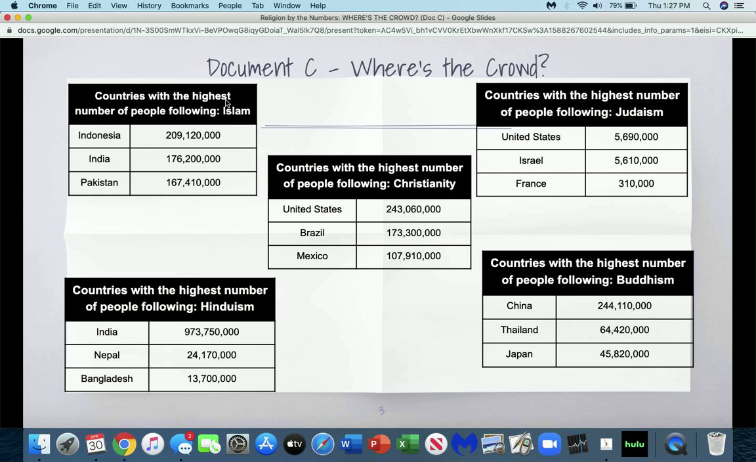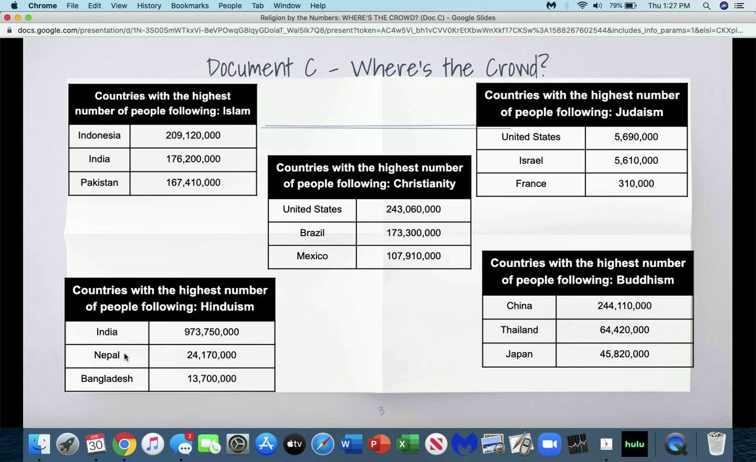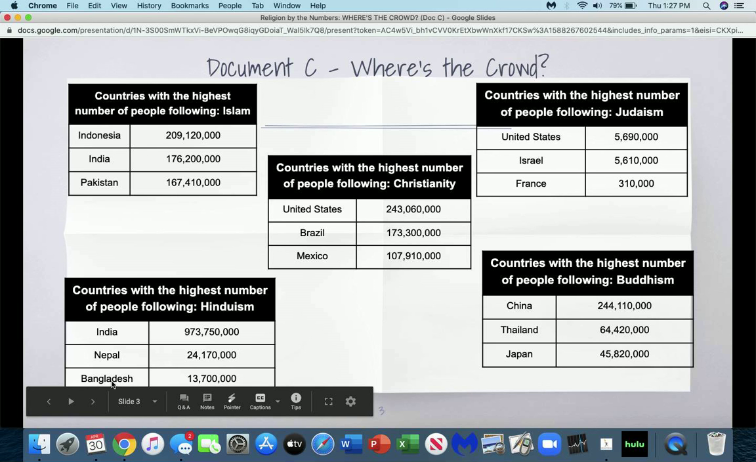We're going to start with Islam. The country that has the most people that follow Islam is Indonesia, with 209,120,000 people. You can see that India and Pakistan have the second and third most people that follow Islam in the entire world. Let's move to Hinduism. India has 973,750,000 people that follow Hinduism, with Nepal having the second most, and then Bangladesh, which has the third highest total of people that follow Hinduism.